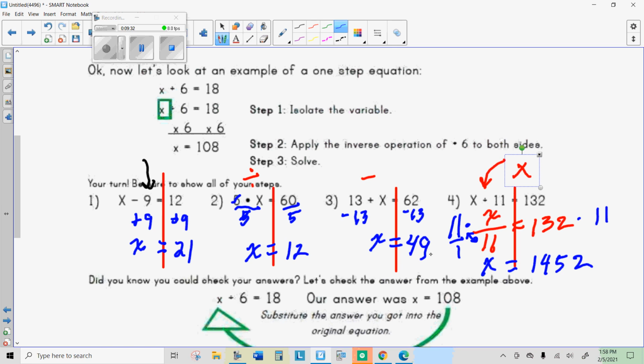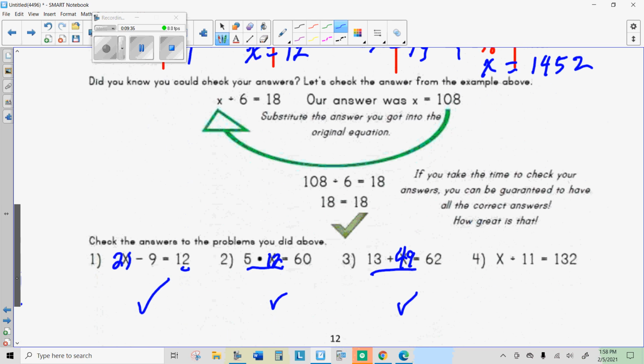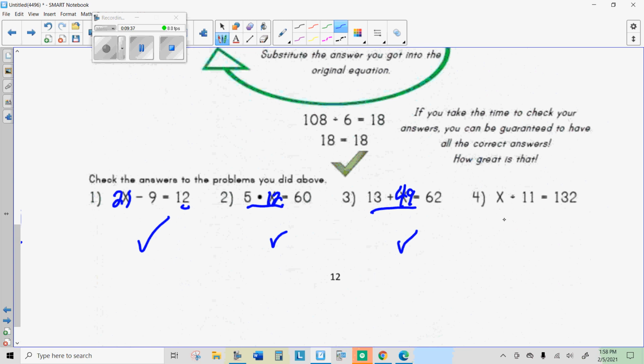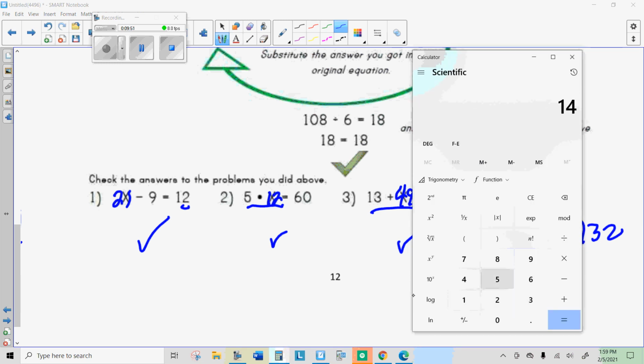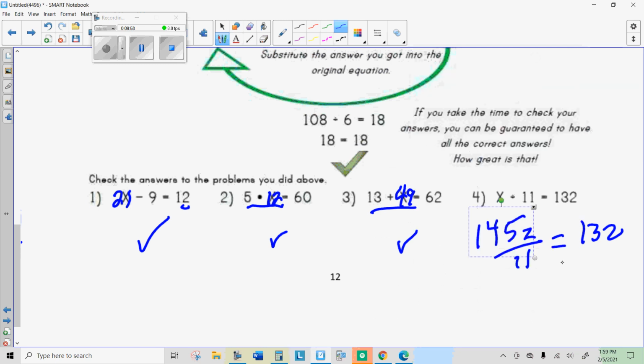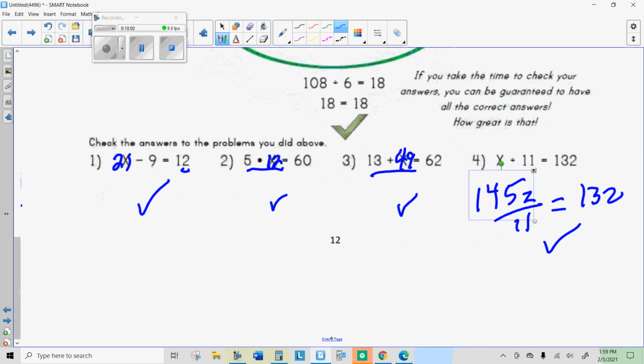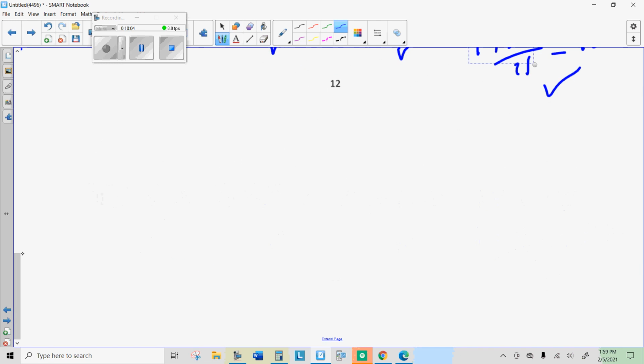And then down here, you want to check that 1,452, see if I did my work right. So I'm going to take 1,452 divided by 11 and make sure that equals 132. And so 1,452 divided by 11 equals 132. So that's good. Checks. All right, I'm going to put a couple more down here at the bottom, show you a couple more strategies when you're doing this equation stuff.